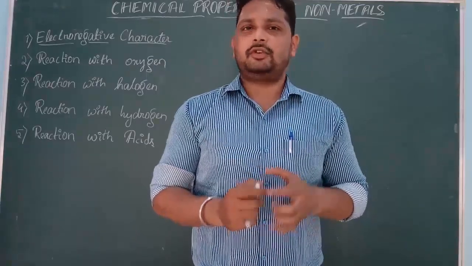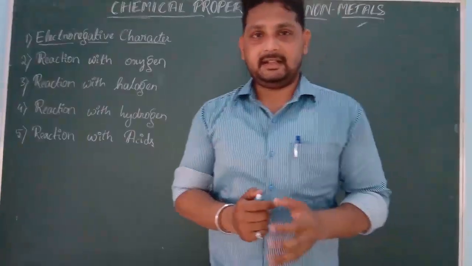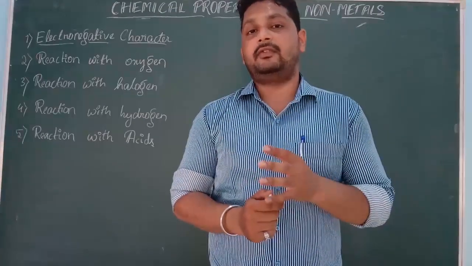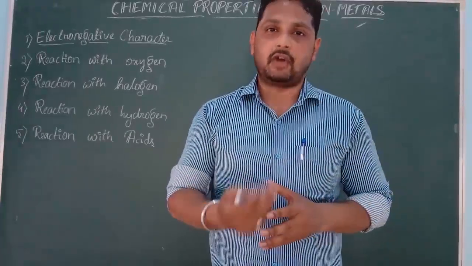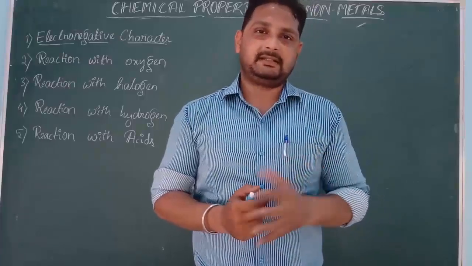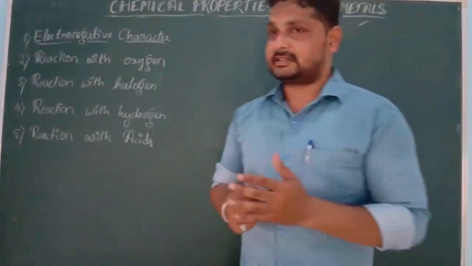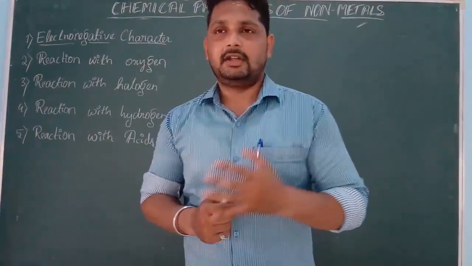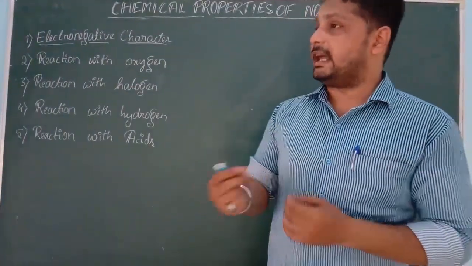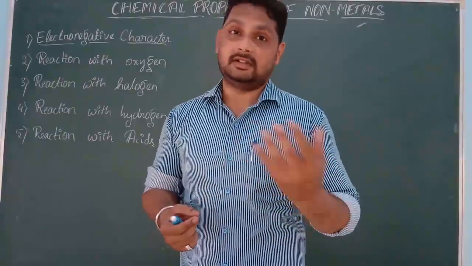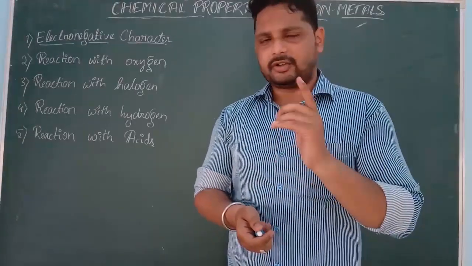Okay, so I'm sure today also you might be eager to know what you're going to study next. Now in the last video we studied about chemical properties of metals. In this video we are going to study about some of the chemical properties of nonmetals and uses of metals and nonmetals. So mostly regarding the chemical properties of nonmetals, we'll study about the electronegative character, then the reaction of nonmetals with oxygen, then reaction of nonmetals with halogen, reaction of nonmetals with hydrogen, and also reaction of nonmetals with acids. Okay, so are you guys ready?